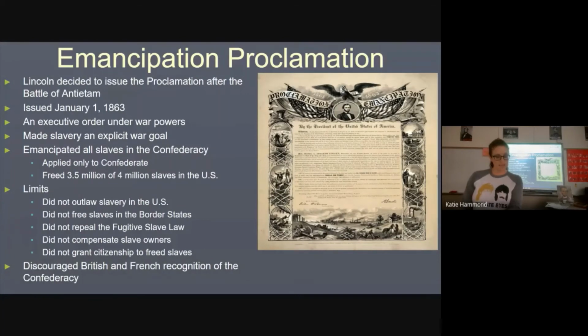Okay, it also restated the Confiscation Act. Y'all know confiscation, that's like if you're on your cell phone, I can confiscate it. Okay, it said that if you're in rebellion, the area in rebellion, so the CSA, that the Union can confiscate any type of property. Okay, it did not really free the slaves.